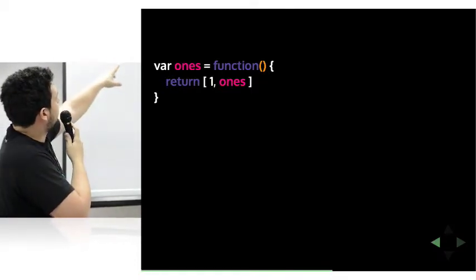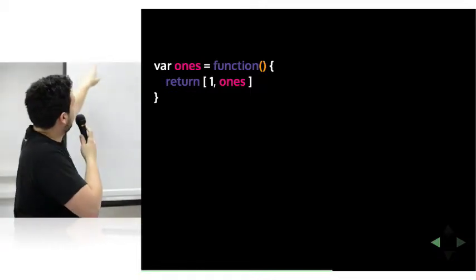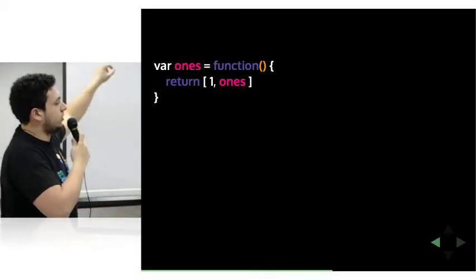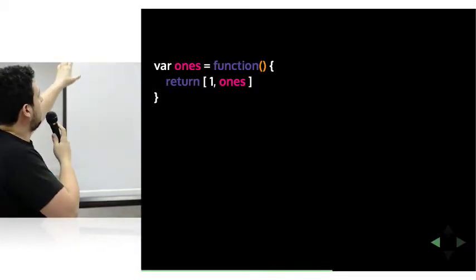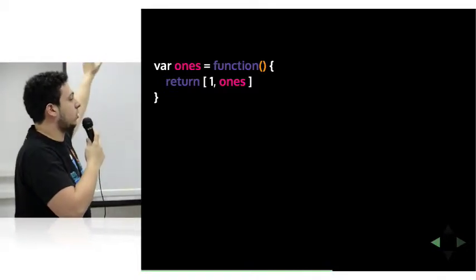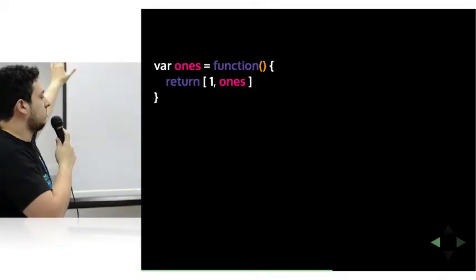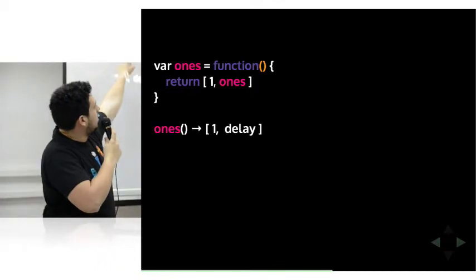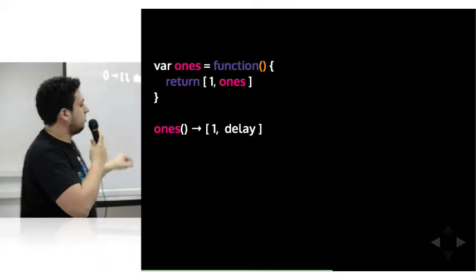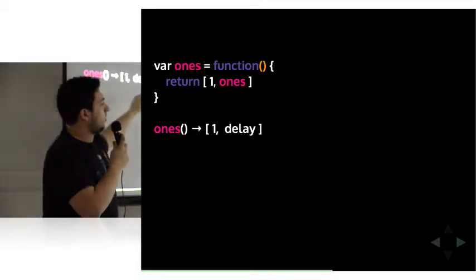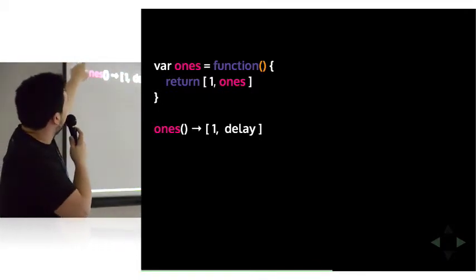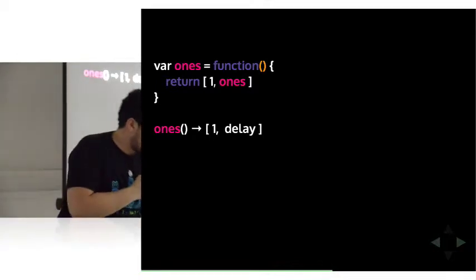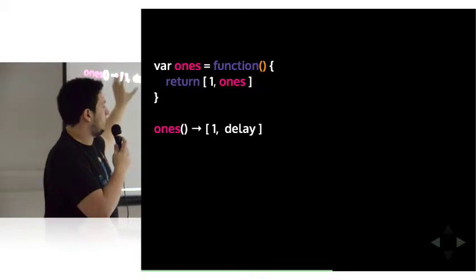ones is an anonymous function that, when you force it, returns 1, and the recursive call to ones. What does that mean? Right now, ones is a data structure that holds an infinite number of ones. If we force the computation, what do you get? 1, and then a delayed computation of ones. You see that? Okay, thank you. So 1 and a delayed computation of ones, and it won't evaluate to infinity, it will just stay there.